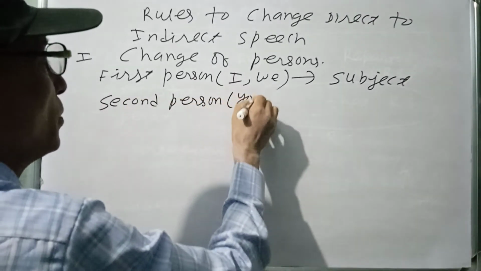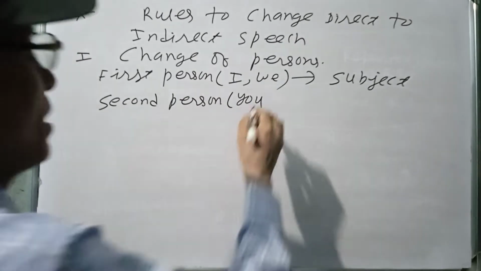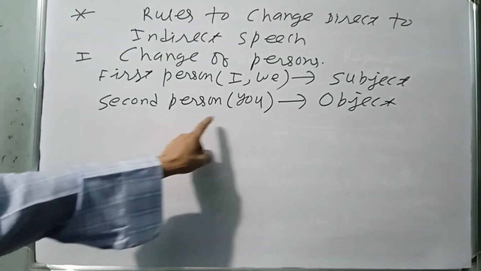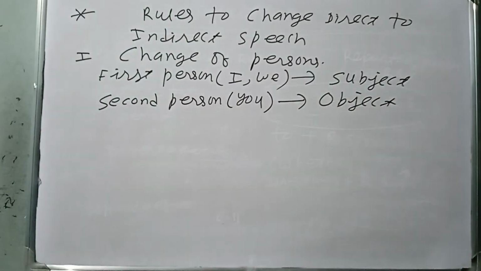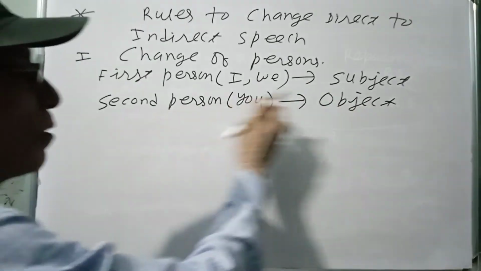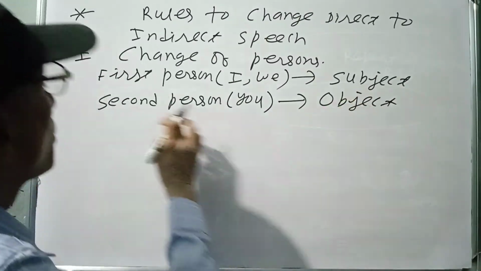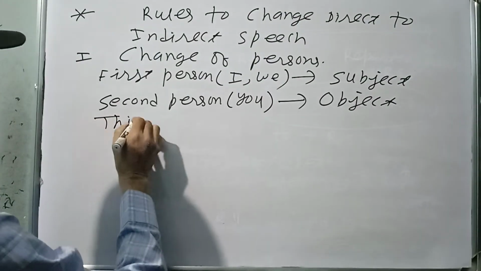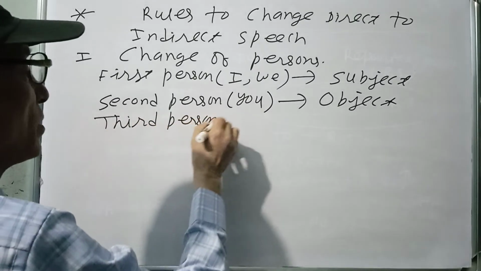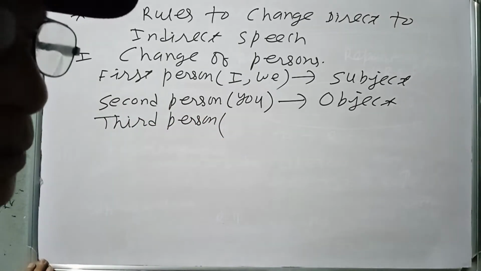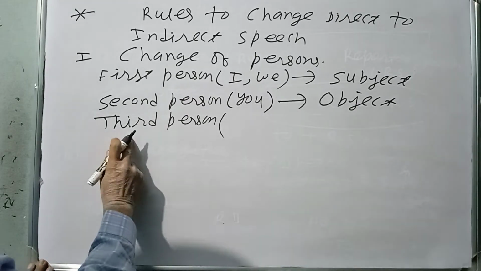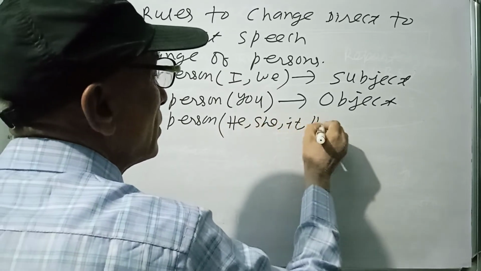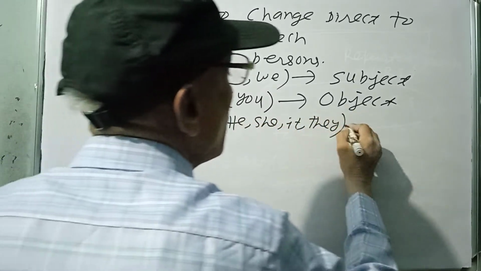Second person: you, your, yours, etc. If you have to change the second person, you have to change it according to the object. Change the object. Third person here means the person about whom you are speaking. Third person: he, she, it, they, mainly. No change.